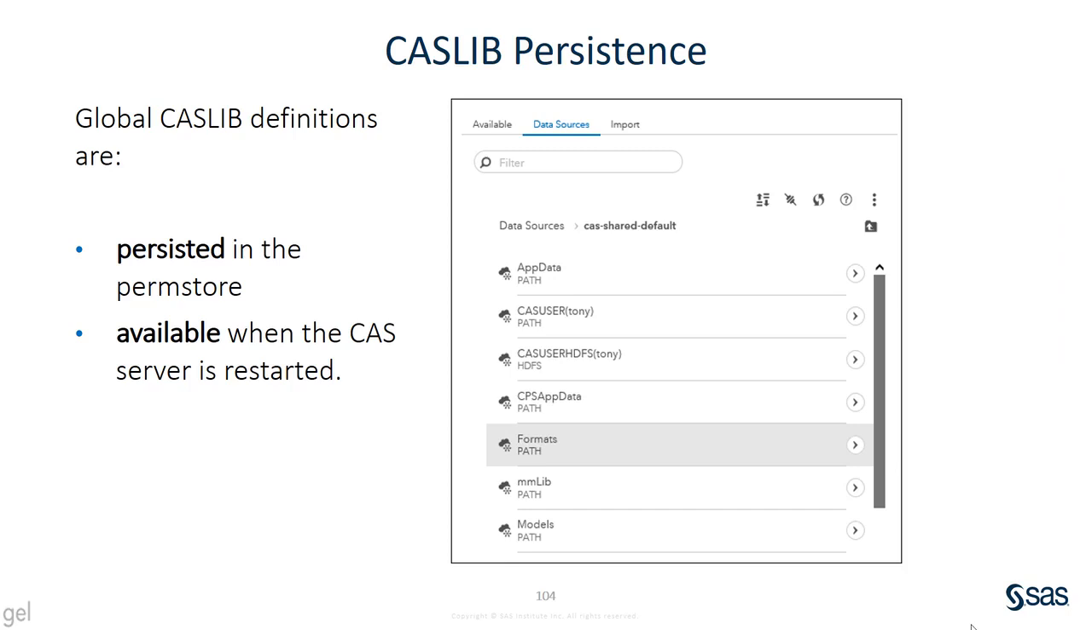In terms of persistence, global CAS lib definitions are stored in a file called the perm store, which is inside the CAS configuration directory on the CAS controller machine. So it's a little file that whenever you define a CAS lib, it stores the definition of it in there. And what that means is it's like metadata about the CAS lib. What that means is that whenever the CAS server is restarted, the definitions of the global CAS libs are always available. So it's not like they'll disappear. They are saved in that file on the file system. And if CAS is restarted, you go into Environment Manager, you're going to see the definition of all your CAS libs still there. You don't lose anything.